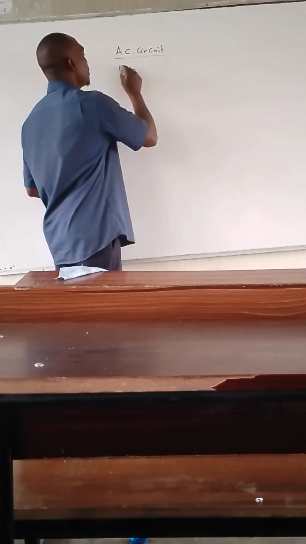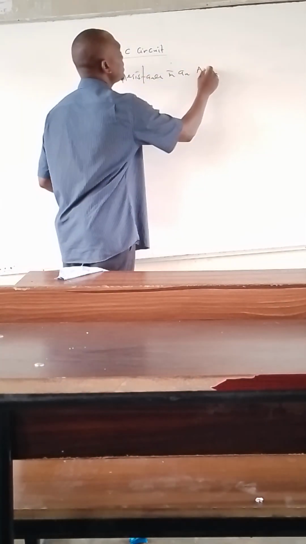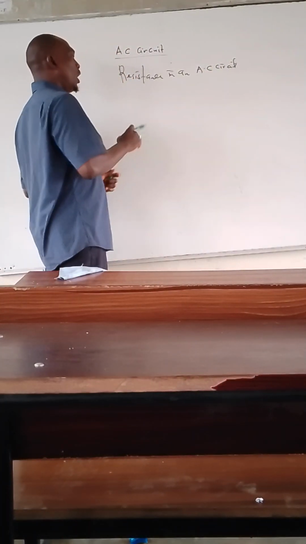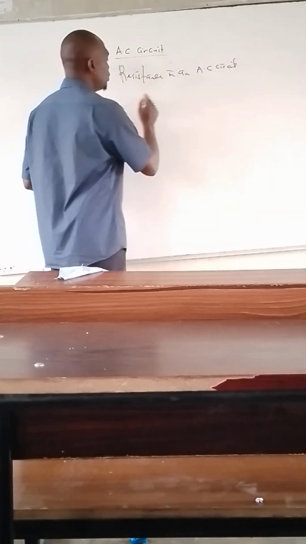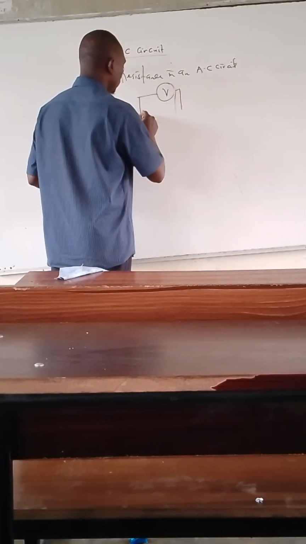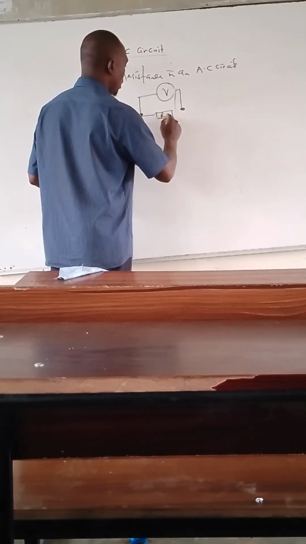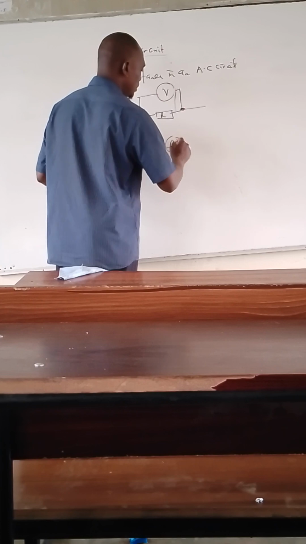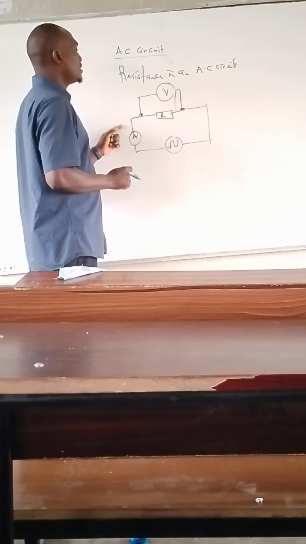Resistance in an AC circuit. Let's draw the diagram, because resistance is defined as opposition to the flow of current in a given circuit. We draw a V, which is connected to our R, and this is connected to our current. So this is the circuit diagram of resistance in an AC circuit.